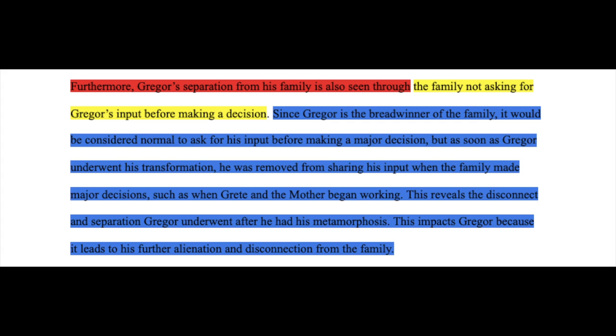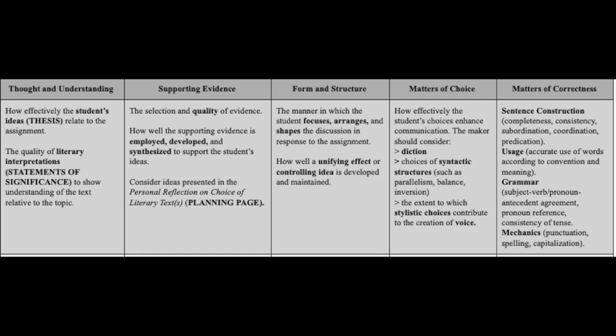So the literary devices attached to this are diction and symbolism, because the family is not asking for Gregor's input whatsoever. So it shows that he's not important to their decisions anymore since he's not earning money. And once again, it attaches that literary device, and it also mentions what it reveals about the character and how it impacts the character.